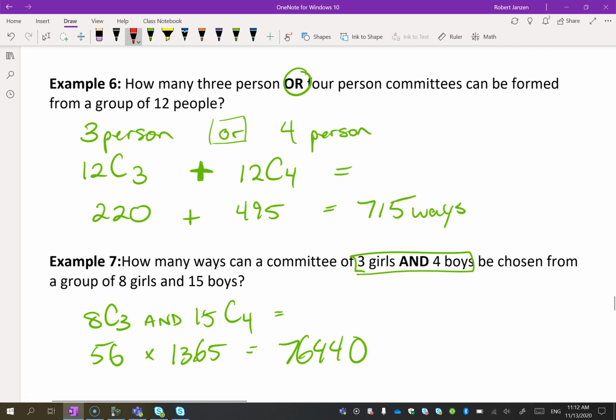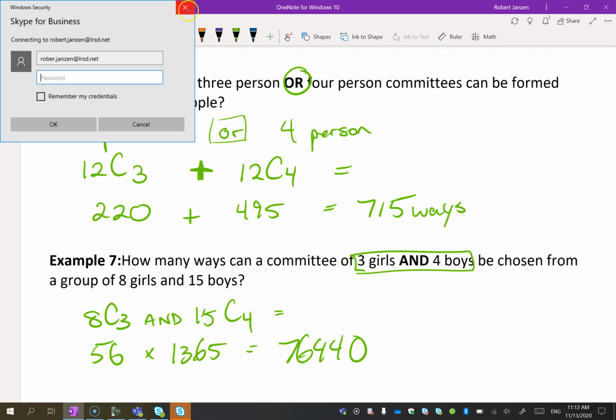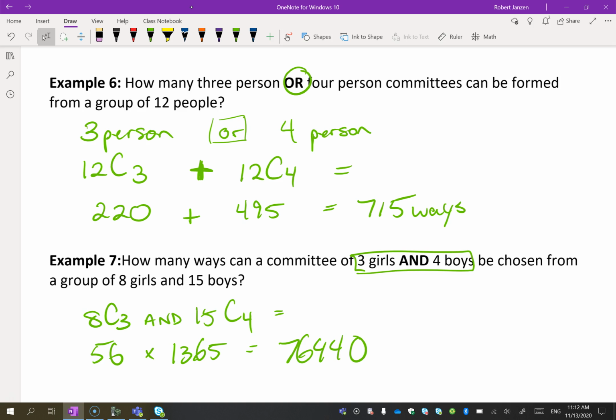All right, let's try another one. How many 3-person or 4-person committees can be formed? Now, "or" is an interesting thing because it means we're doing 2 separate situations and we're going to add the 2 situations. That's what "or" means. So how many ways can you have a 3-person committee? It's 12 choose 3. Or we could have 12 choose 4. So we add those 2 totals, you get 715 ways you could have a 3 or 4-person committee.